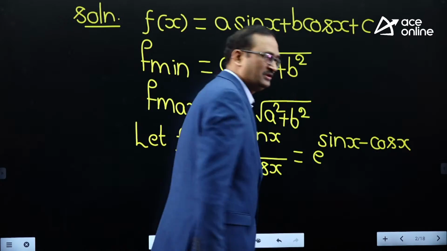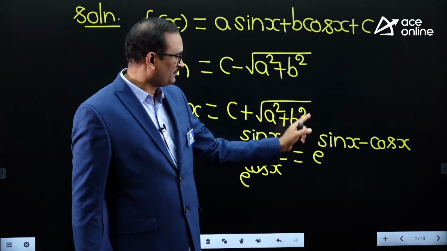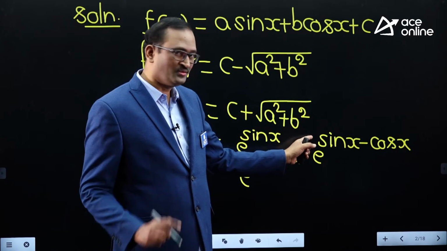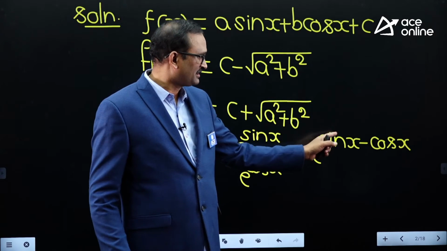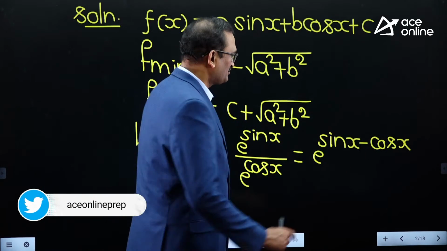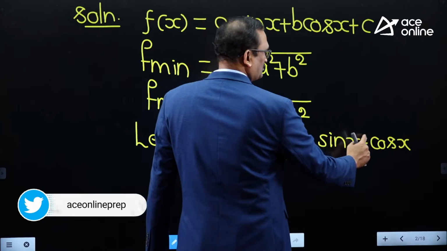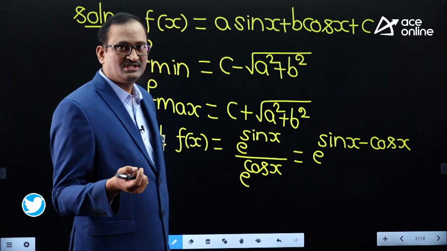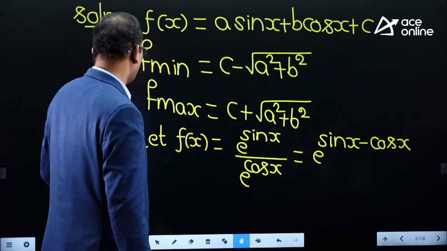Now you observe, this is in the form of f of x equal to a sin x plus b cos x plus c. What is a value? 1. What is b value? Minus 1. What is c value? 0.